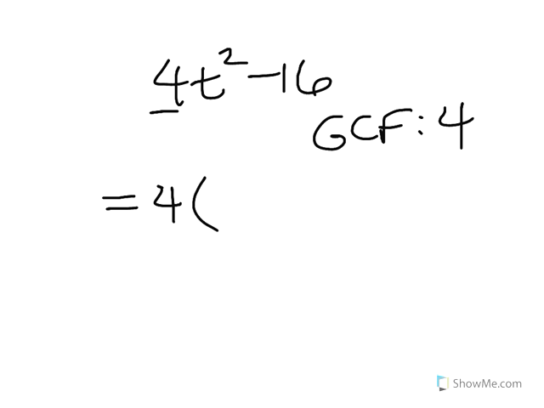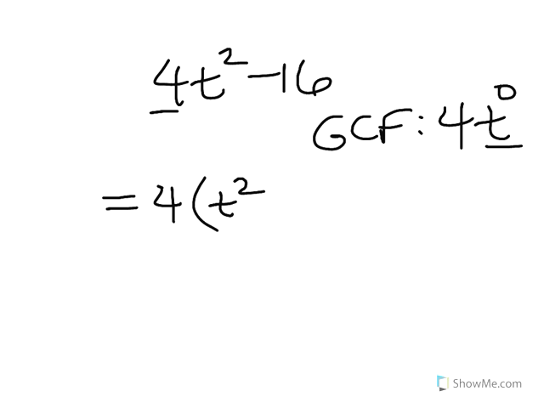Well, 4 divided by 4 is 1. t squared divided... Well, wait a minute. There's no t with our GCF. There's no t there. Yes, there is. But it's t to the 0. t squared divided by t to the 0, we should subtract those exponents. 2 minus 0 is 2. So t squared is still going to be there. But 4 divided by 4 was 1. Our first term inside the parentheses is going to be 1t squared, or just t squared.